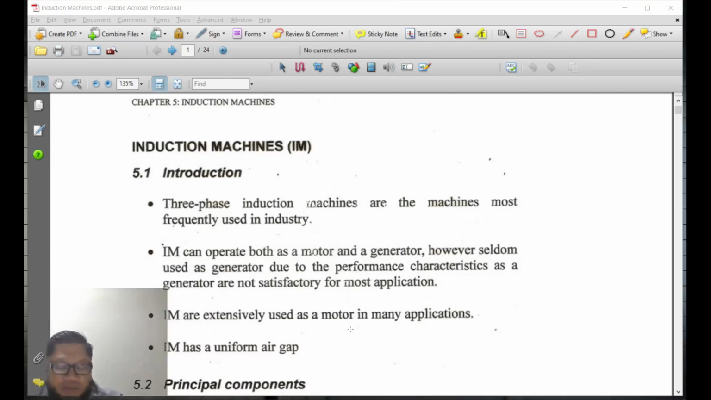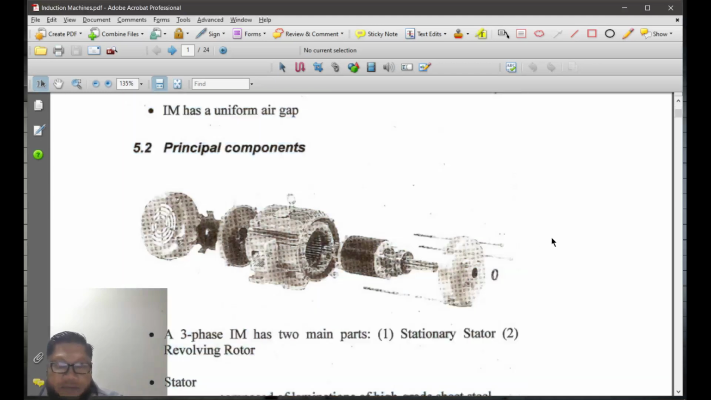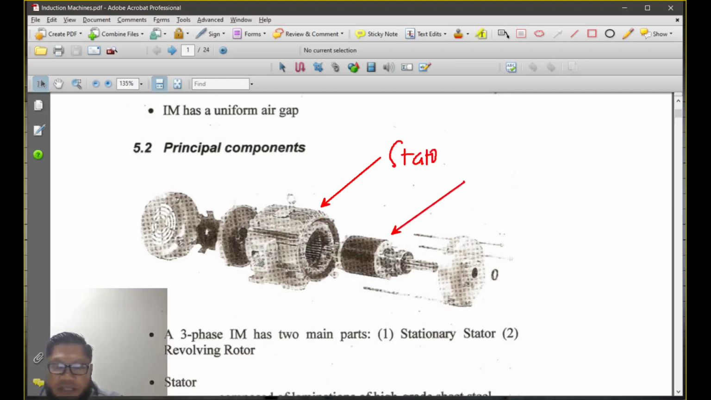IM has a uniform air gap. So we're going to look at how you get this uniform air gap. Right, so let's look at the components of the induction machine. The static component is known as the stator. And this is the one that rotates, and it is known as the rotor.